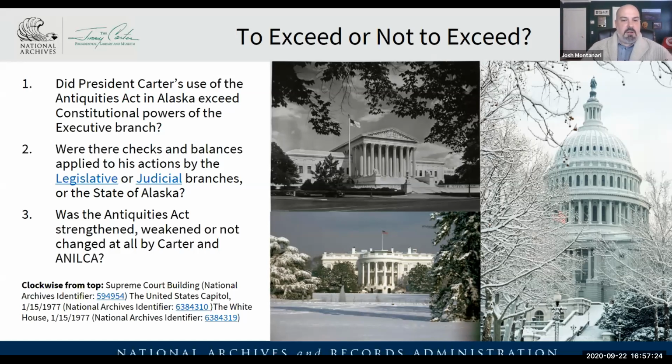So anybody have any thoughts on that? We've got a couple of comments. Melissa says, I don't think that Carter's actions were any different than Teddy Roosevelt's. And then Gabriel says, more questions. I'm just going to read it verbatim because it doesn't make sense to me: Questions for these questions in depth. And then thanks you, Josh, for your delicate presentation.